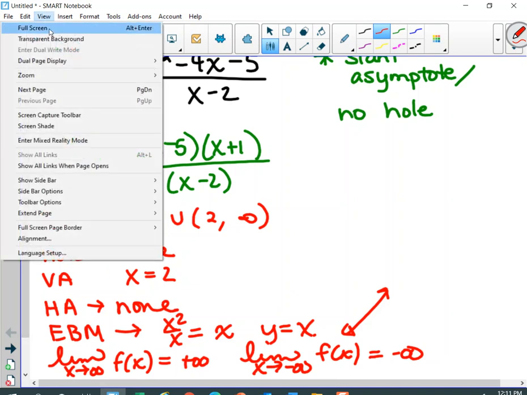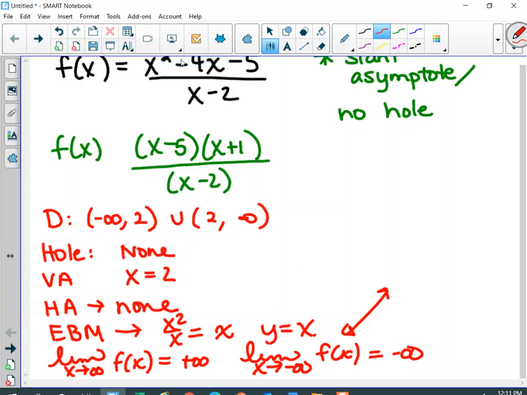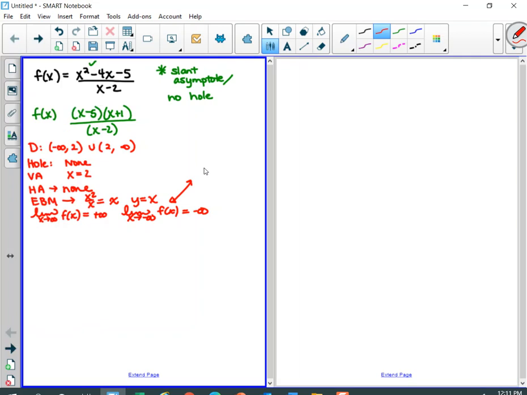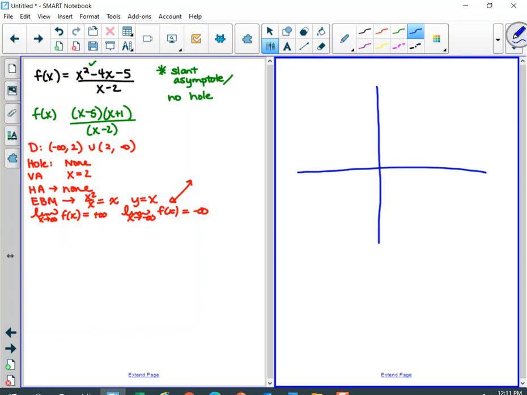All right. So let's put this on a double page, and let's get this on a graph so far. Here we go. So a vertical asymptote at x equals 2. Some kind of slant. I don't know exactly where yet. I'm going to wait until I get some other points, but I know I'm going to have something slanted.